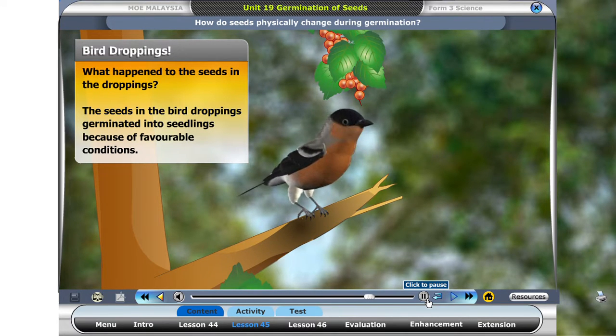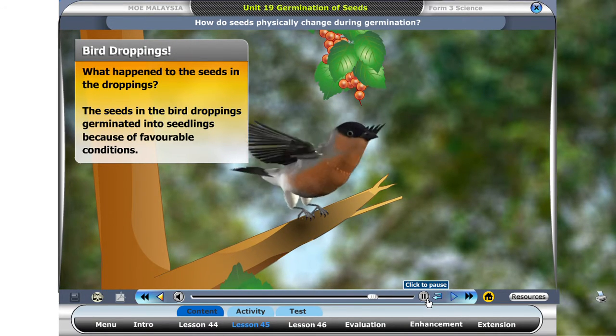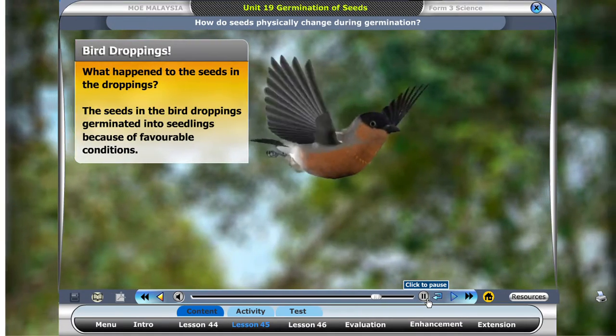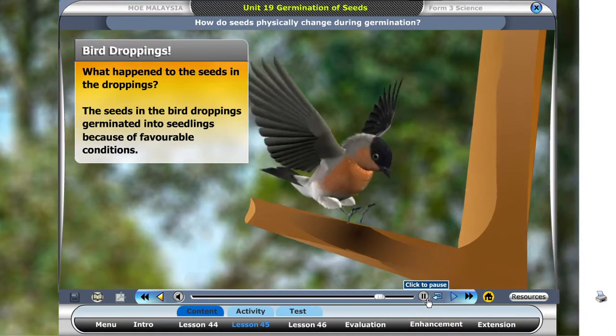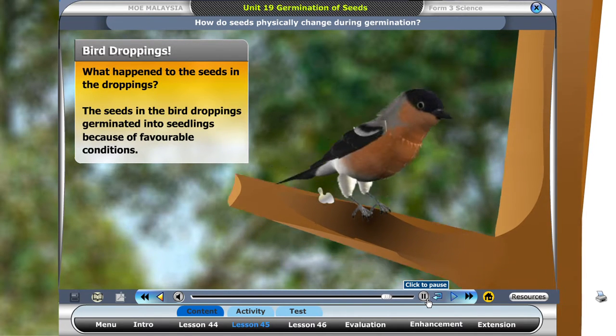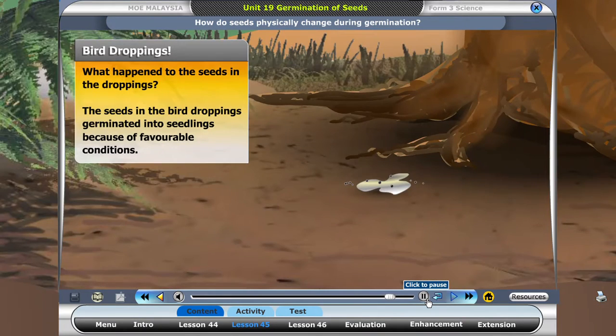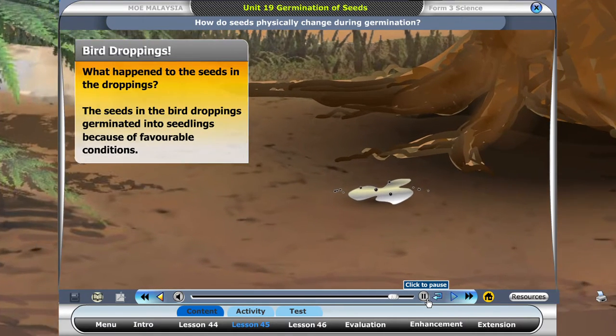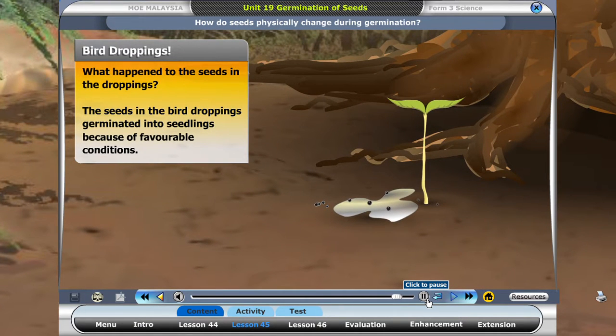Let's look at the bird droppings again. What happened to the seeds in the droppings? The seeds in the bird droppings germinated into seedlings because of favorable conditions.